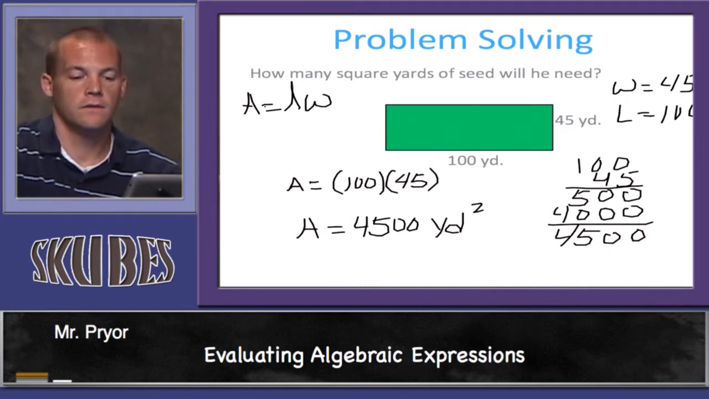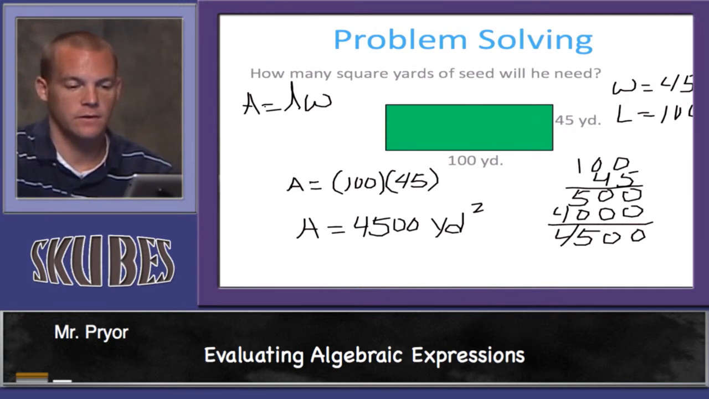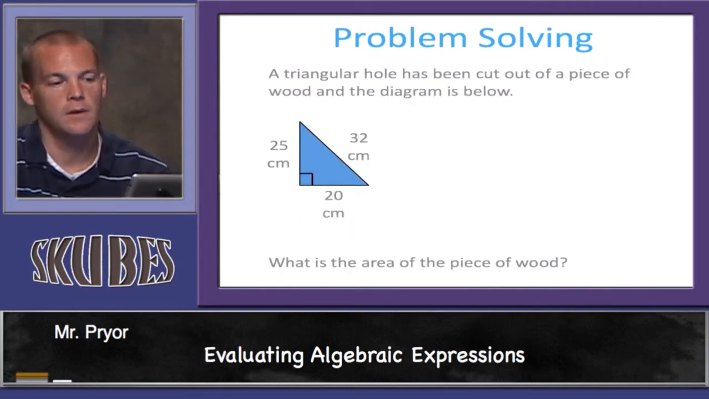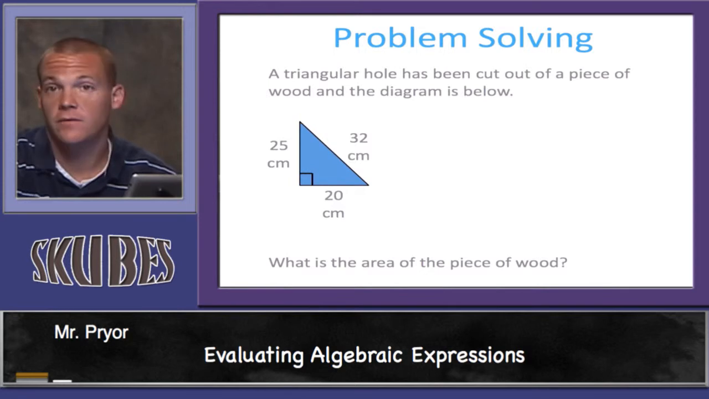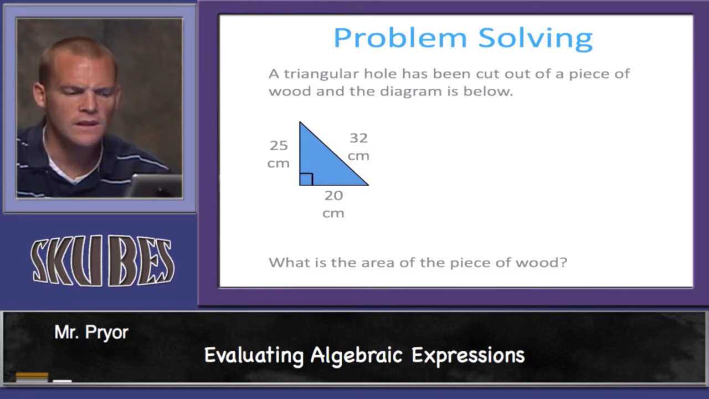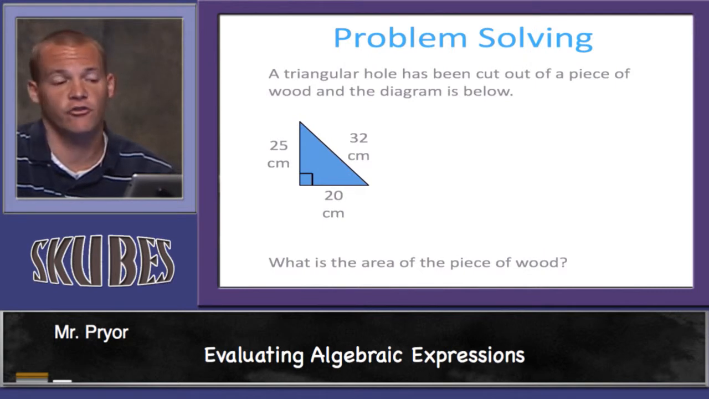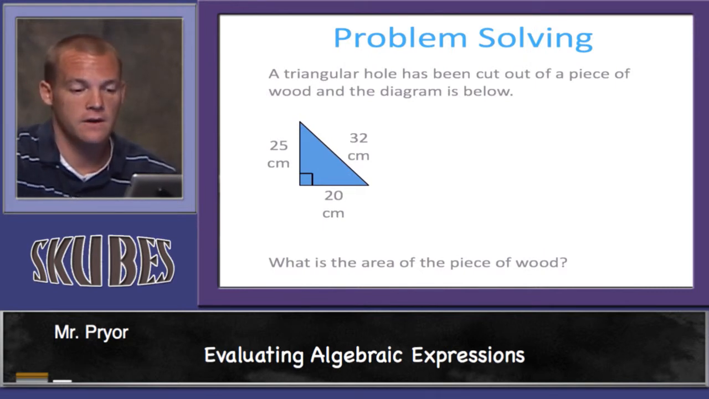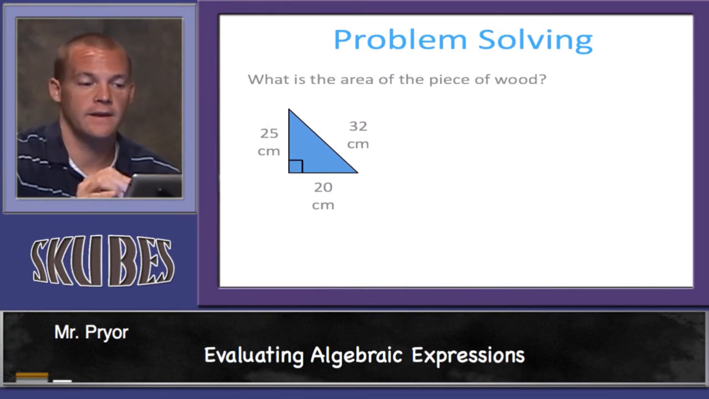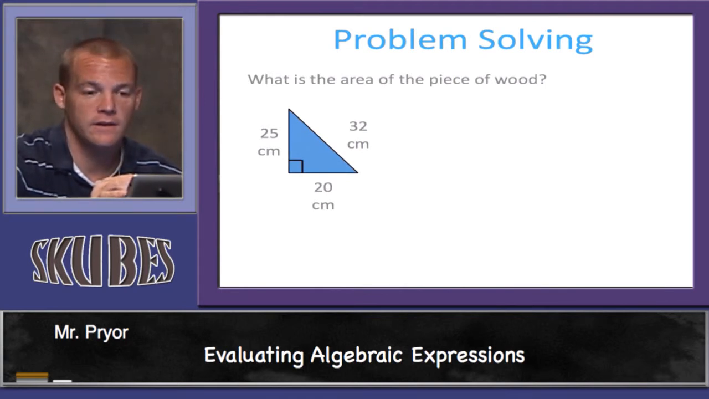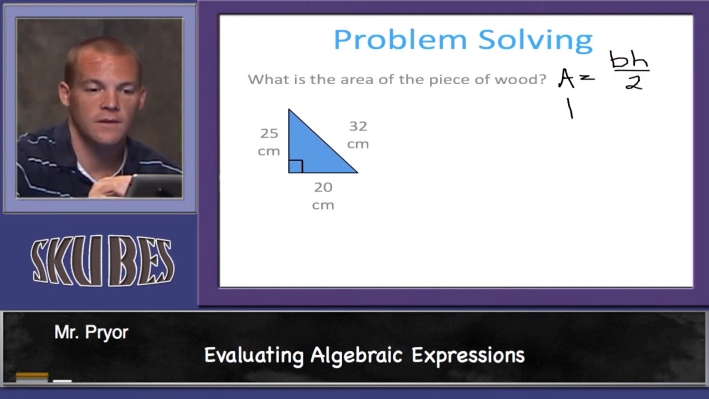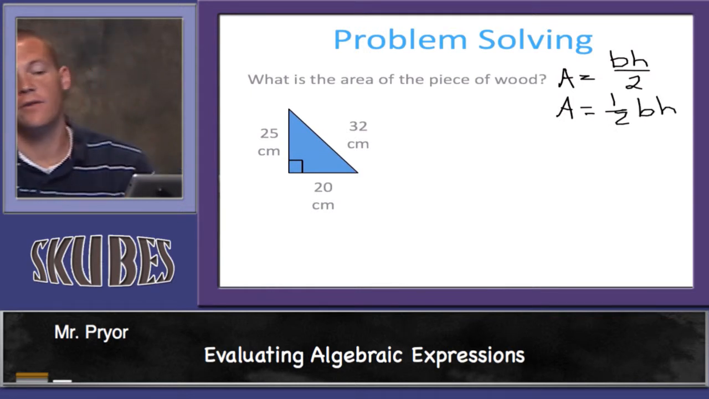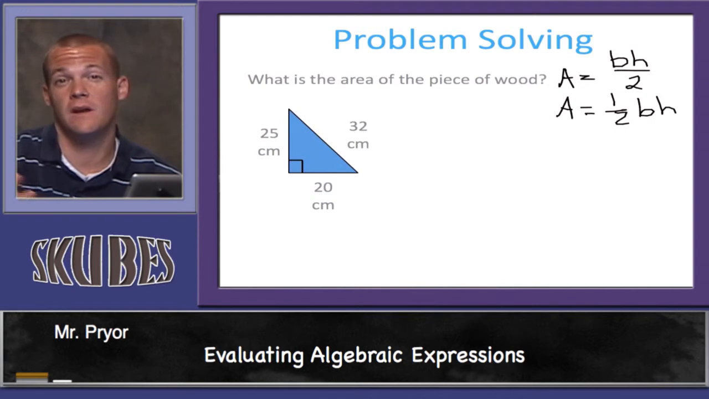All right, so let's look at one more like that, but in this case, we're going to actually use a different shape. This time a triangular hole's been cut out of a piece of wood, and you can see the dimensions there. And this time they're also wanting to know what the area of that triangle would be. So again, I'll help you out here and give you the formula if you've forgotten what that is. The formula for the area of a triangle is area equals base times height divided by 2. Or in some cases, you may also see it as 1/2 times base times height. Either of those mean the same thing. It's just really depending on how your teacher taught it to you.